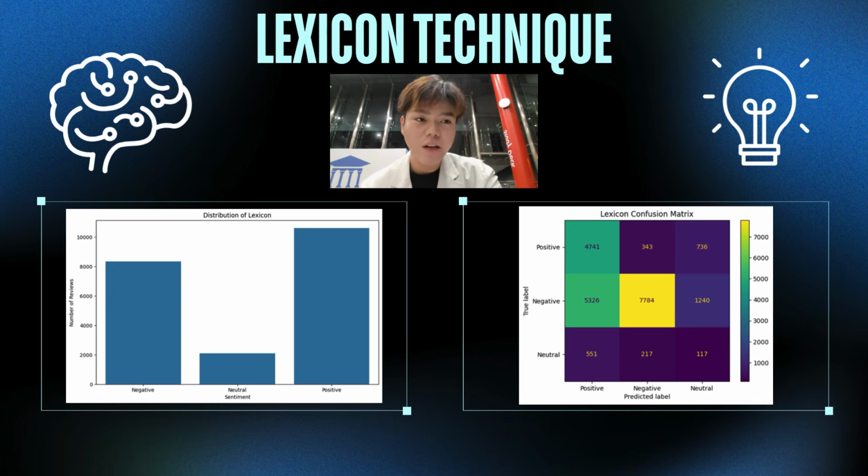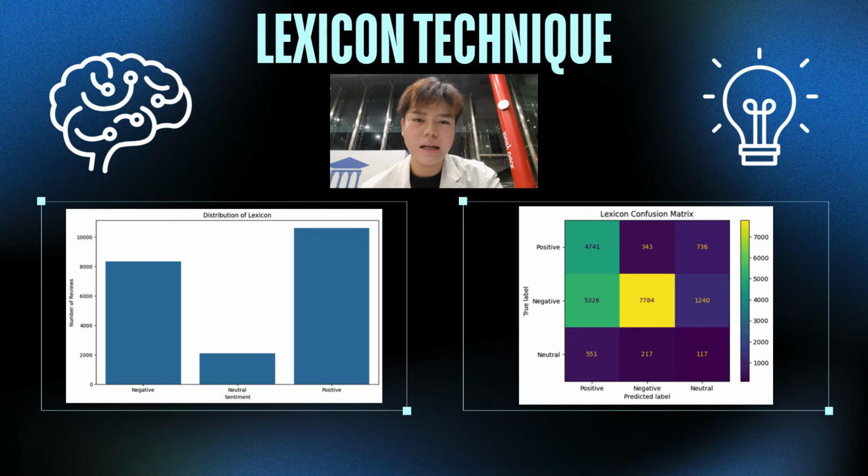TextBlob calculated a polarity score for every review. A score above 0 was classified as positive, below 0 as negative, and equal to 0 as neutral. The lexicon method achieved approximately 60% accuracy. Its confusion matrix shows that it correctly identified 4,741 positive reviews, 7,784 negative reviews, and only 117 neutral reviews.